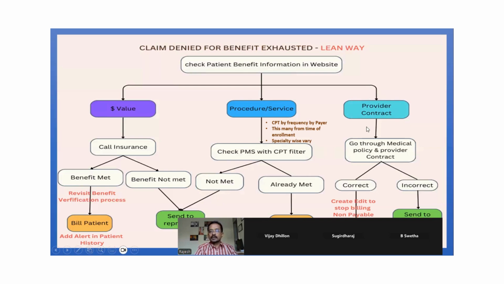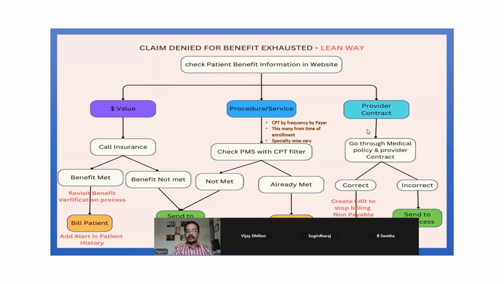That is one. And second one, on the provider contract side, whenever the provider contract does not allow a service, what you need to do is create an edit and then stop billing for the non-payable services. So you can talk to the client and inform them this is a waste of time, what we are doing, and we are sending this claim unnecessarily, which is not going to be paid. So these are all the lean methodology.